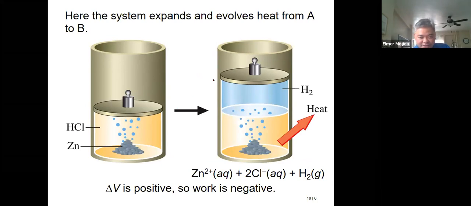So as you could see here, what's the delta V here? Okay, since VF is higher than VI, you have a positive delta V. And if you have a positive delta V, your work is negative. Okay?